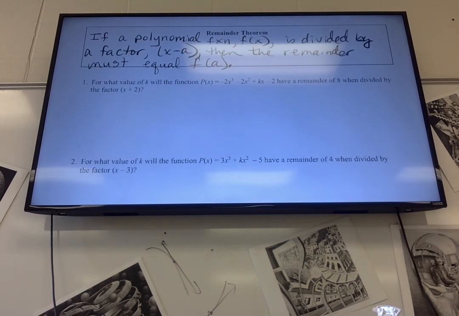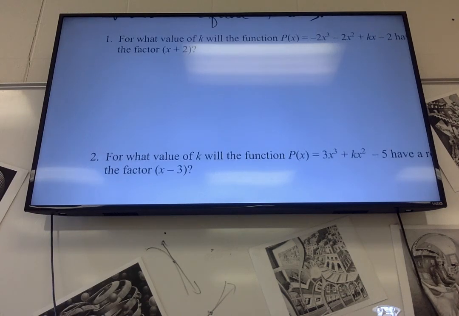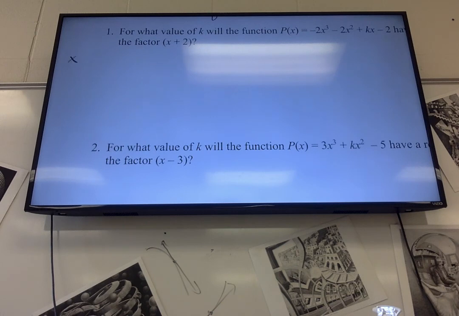Okay, so number 1. For what value of k will the function p of x have a remainder of 8 when divided by the factor x plus 2? So the first thing we need to do is find out what we're dividing by. So really, the number that we put in the little box there is negative 2.